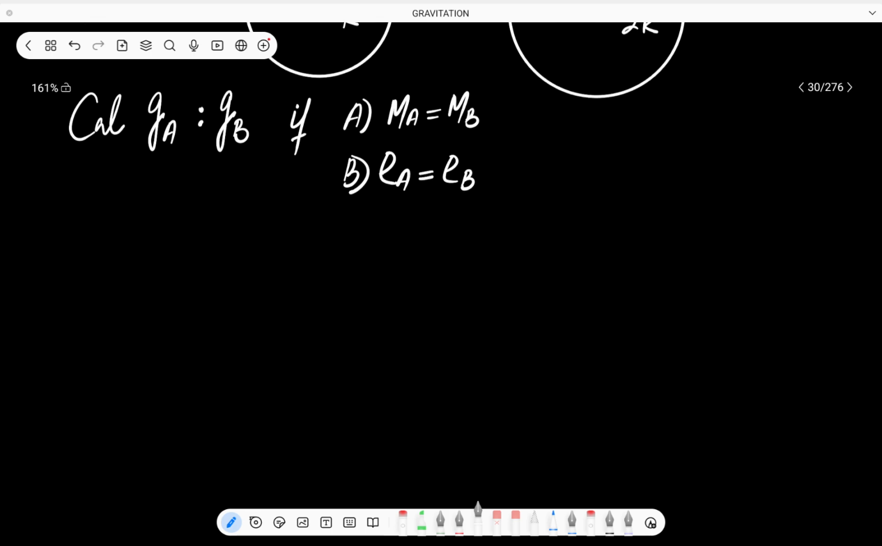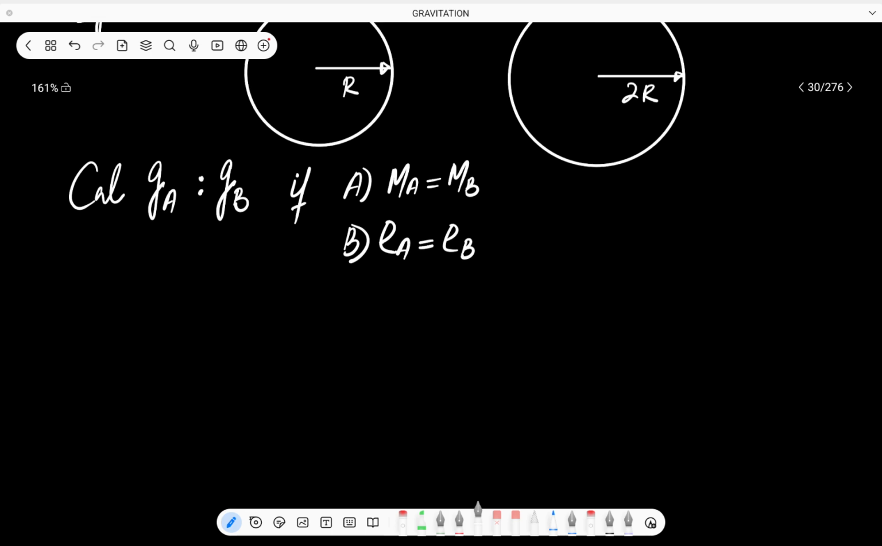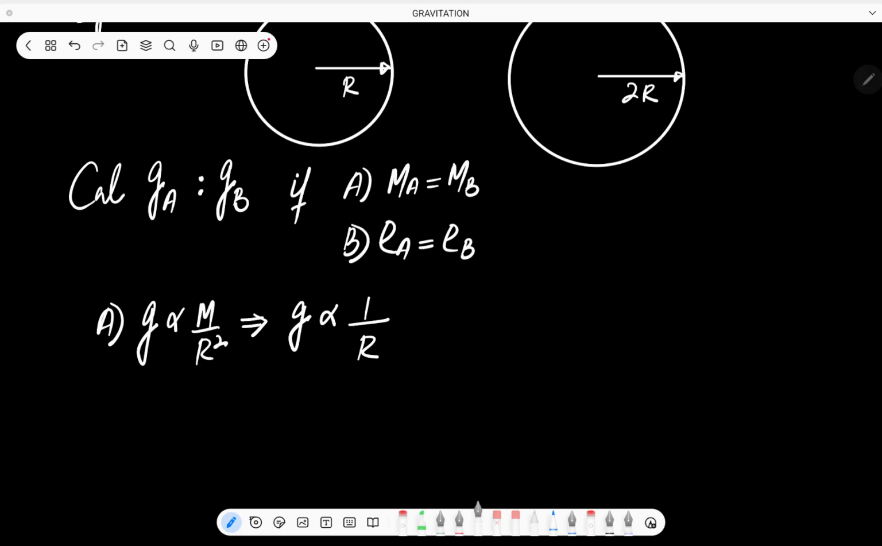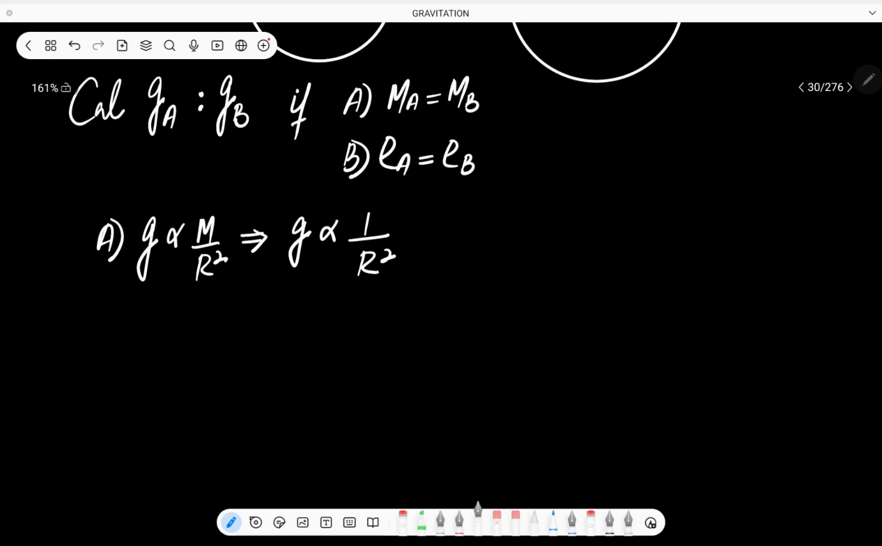Now you know that there are two equations for the acceleration due to gravity. For part A, we will use the equation that acceleration due to gravity is proportional to m by r square. Now when m is constant, this implies that the acceleration due to gravity is inversely proportional to the square of the distance, because it is given that the mass of the two planets is exactly the same.